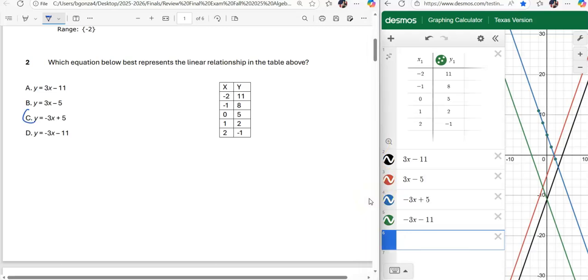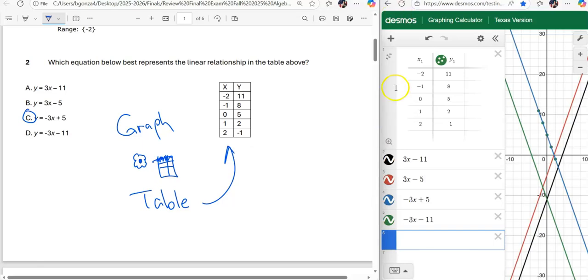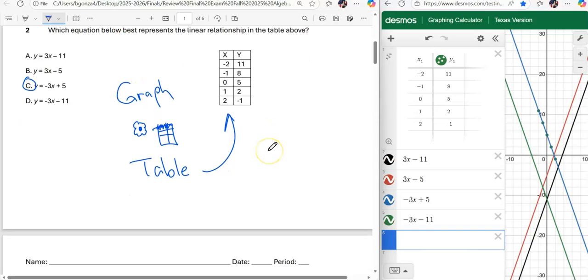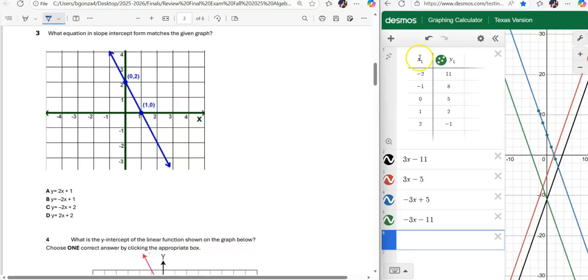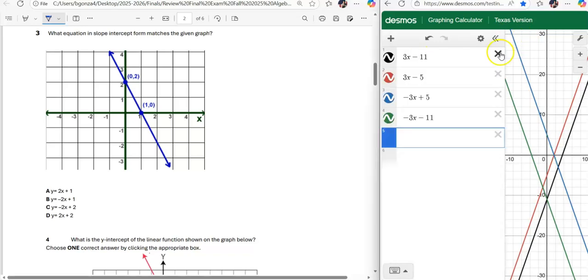So that blue one matches this blue one, which is the third one, which is letter C, -3x plus 5. You could also graph and hit the gear and make a little table and then match the table to the graph. So there's a couple ways to do it: you can plot the table, graph the answer choices, graph and compare. It's too easy. Number three, what equation in slope-intercept form matches the given graph?